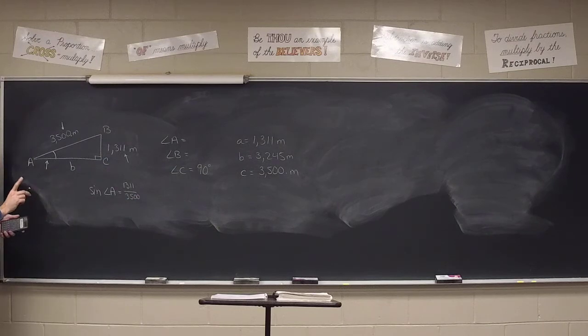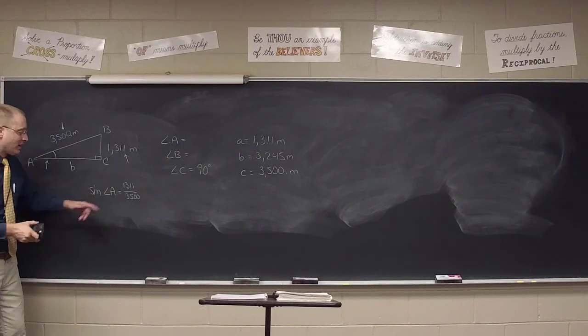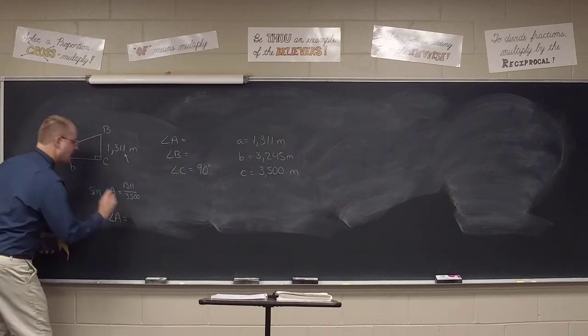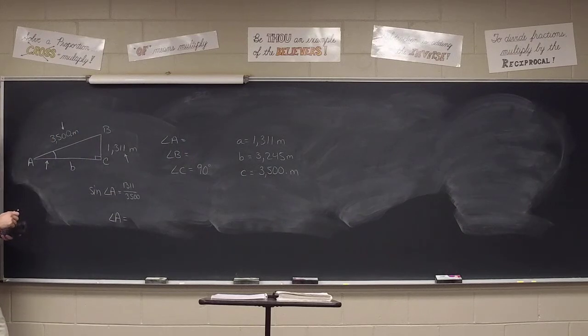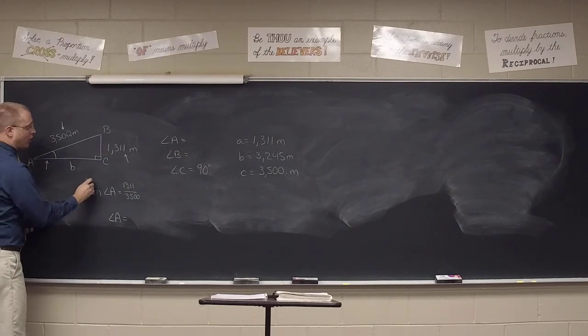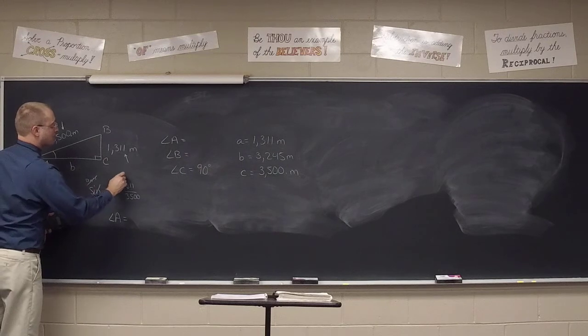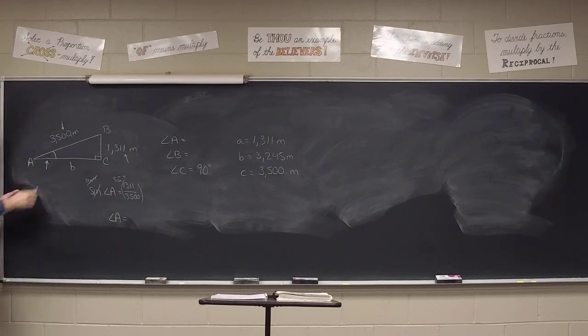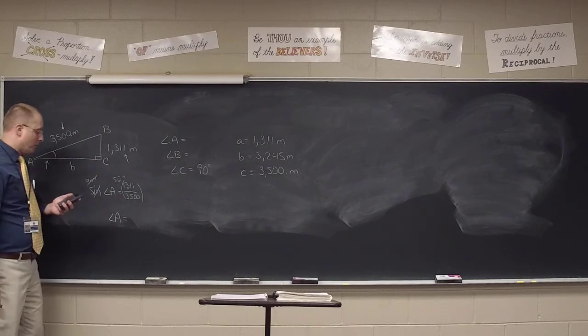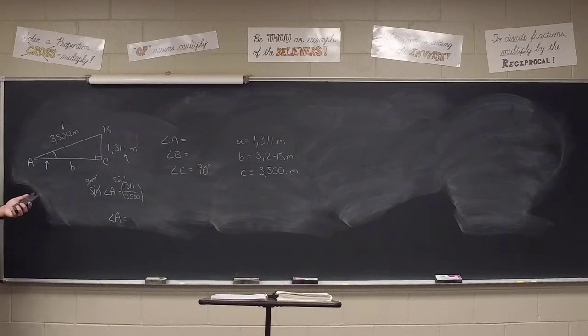But what do I have to do to actually solve for the angle, to get just plain old angle A equals? Anyone? First, you're going to have to divide 1311 by 3,500, then you're going to have to do the arc function. I'm going to have to take the arc sine of both sides. So we'll divide and take the arc sine, or depending on the calculator, you may take the arc sine first, and then divide out the quantities, 1311 divided by 3,500. And when we do, what do we get for our angle A?